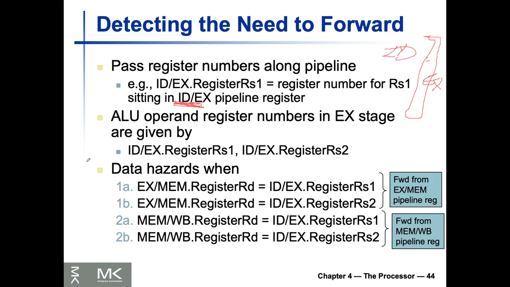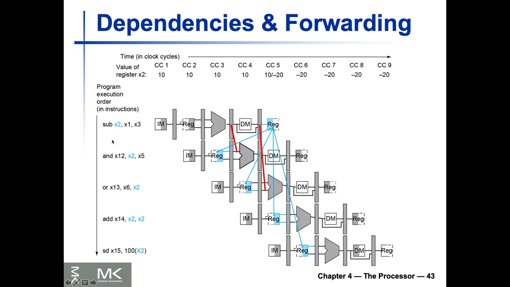Okay, so in the example I just provided in the previous slide, this was actually the case for X2, right? Because EX/MEM.RegisterRd was referring to this register that we need to forward the result of X2 from, okay? So actually the first hazard in the sequence is on register X2, which I showed here, between the result of the SUB instruction and the first read operand of AND, which was using X2 and ANDing it with X5, and the result was in X12, right? It was actually here, between these two, okay?